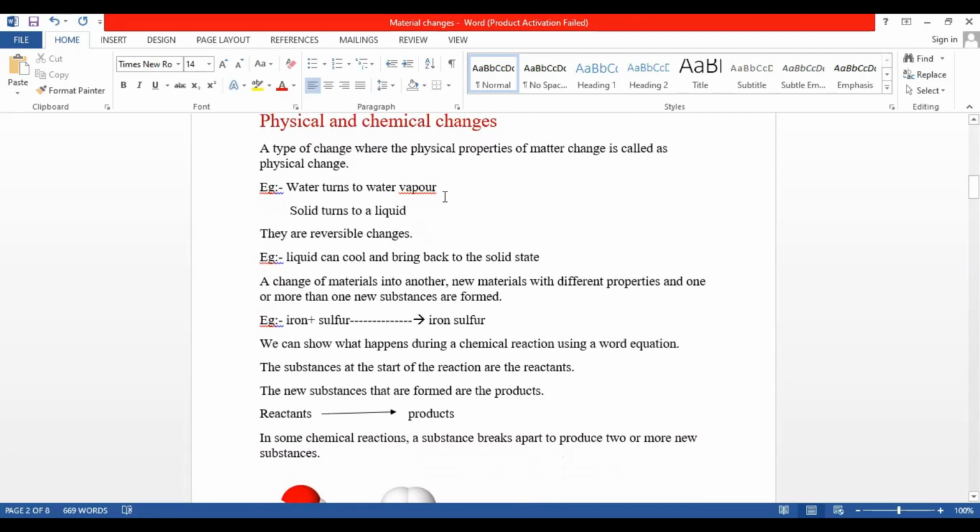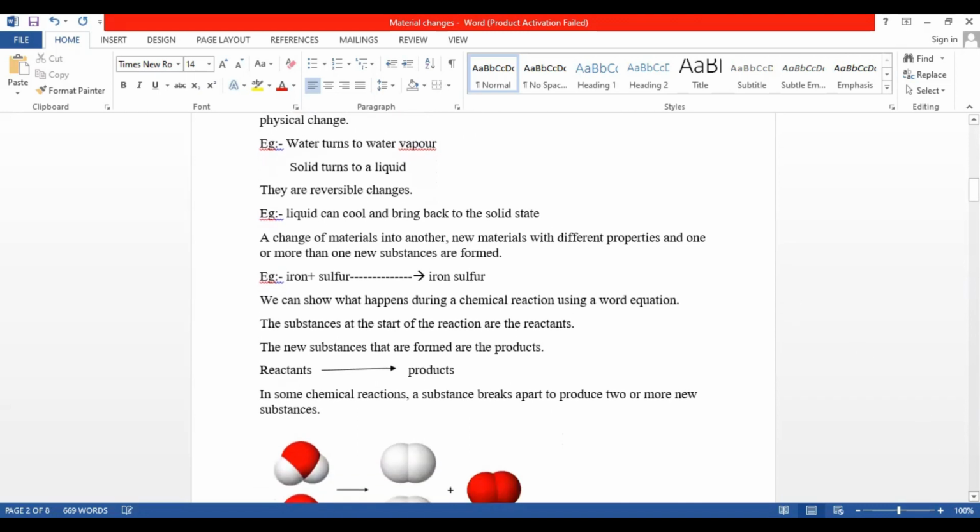Likewise, the state changes are known as physical changes because during these processes, no new substances are forming. The same thing is turning into a different state, and they are reversible changes. That means if a solid turns to liquid when we are heating it, a liquid also can turn into a solid by cooling it. Example he has given here: liquid can cool and bring back to the solid state. That is why I have given as they are reversible changes.